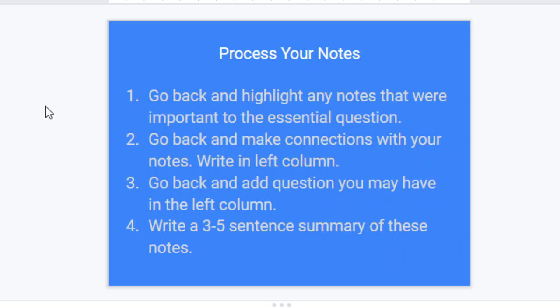So for now, what I want you to do is go back and highlight any notes that were important to the essential question. Go back and make connections with your notes. Write those in the left column. Go back and add questions you may have in the left column, and write a 3 to 5 sentence summary of these notes. If you have any questions, please let me know.